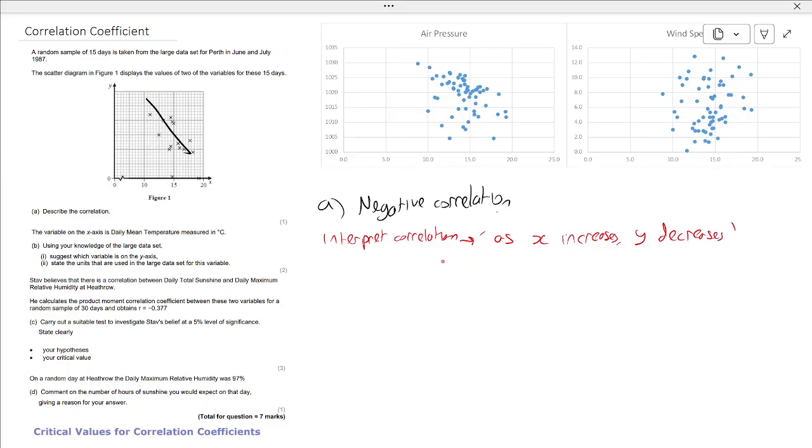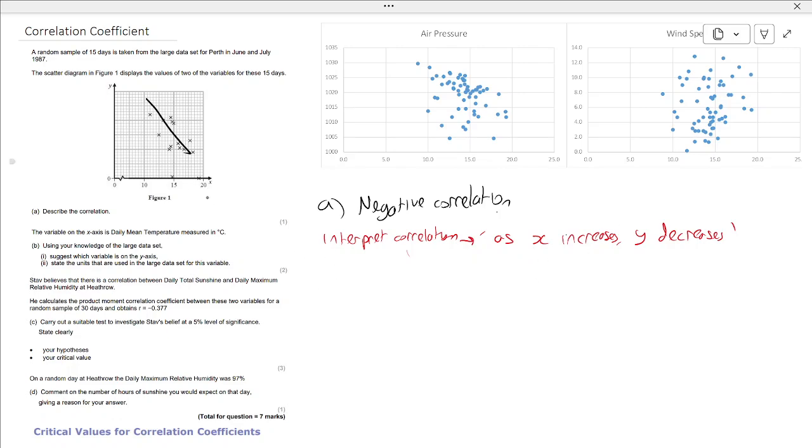Okay, so interpret correlation, you need to give the sentence. Describe correlation, you just need to say positive or negative. If I was taking the exam, I would just write both every single time in case I get it wrong. Okay, so you're going to write negative correlation and you're going to write a sentence describing what that means. So one of them increases while the other decreases.